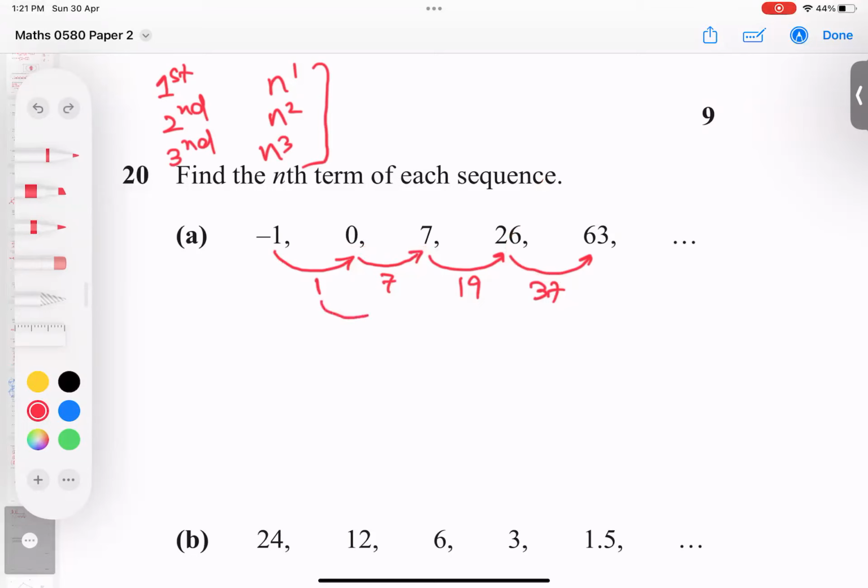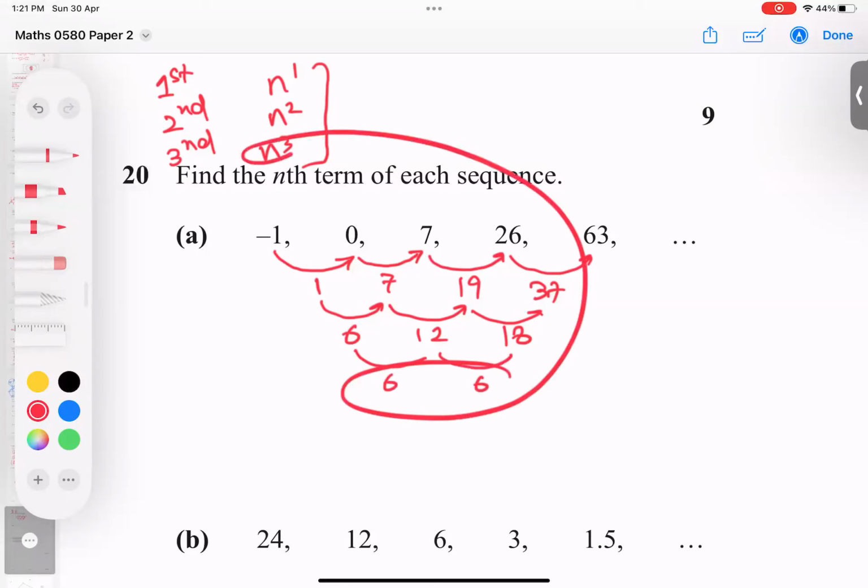Now check it, what is coming here? Subtract, I got 6, I got 12, and what I check in this one is 18. Again, the second layer differences are not the same, so n to the power 1 is gone, n squared is gone, only n cubed is left. So what is the difference here? 6. What is the difference here? 6. Now it's matching. So it means n cubed.